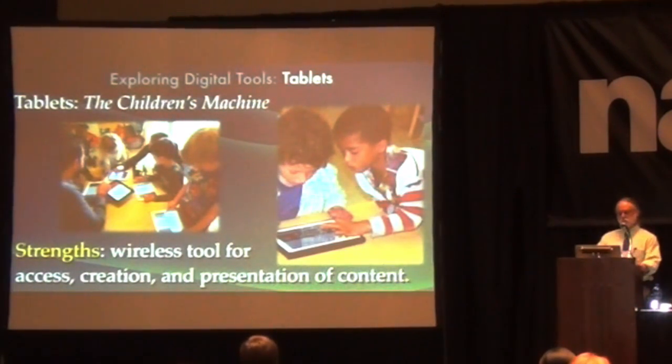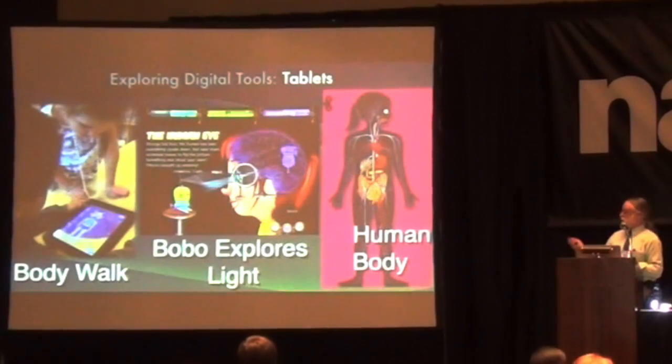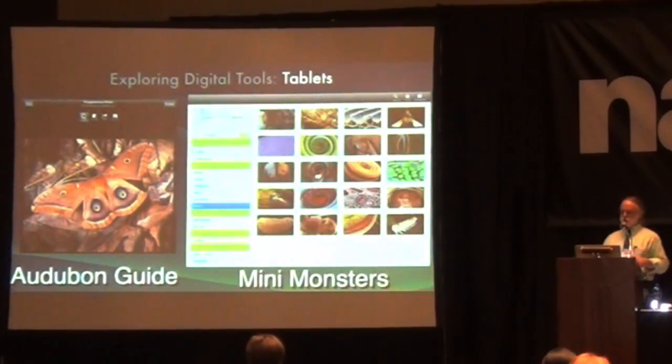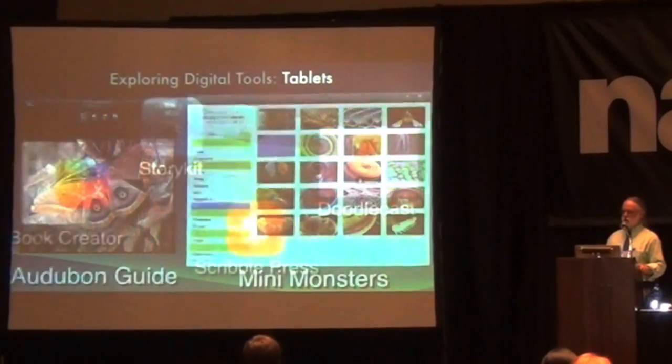Papert's children's machine. They are really a good tool for access, for creation, for presentation of lots of content. And so during the investigations that you saw, the students were able to take a look at the body through Body Walk or Human Body. A number of kids wanted to explore their eyes more deeply, and Bobo Explores Light is a good tool for that. As we were studying moths and butterflies, the Audubon Guide was great. And so there are many digital tools that can be used.